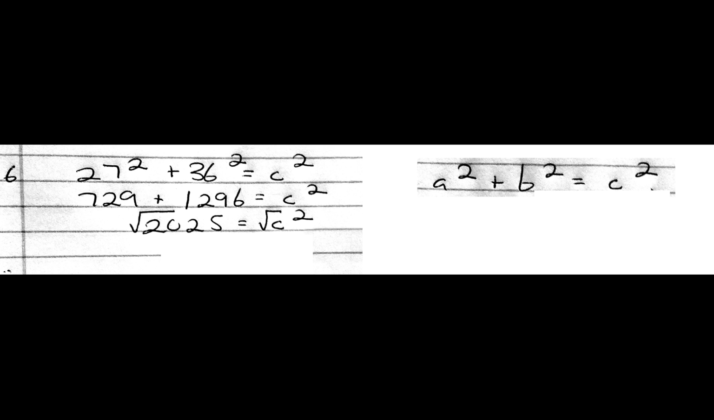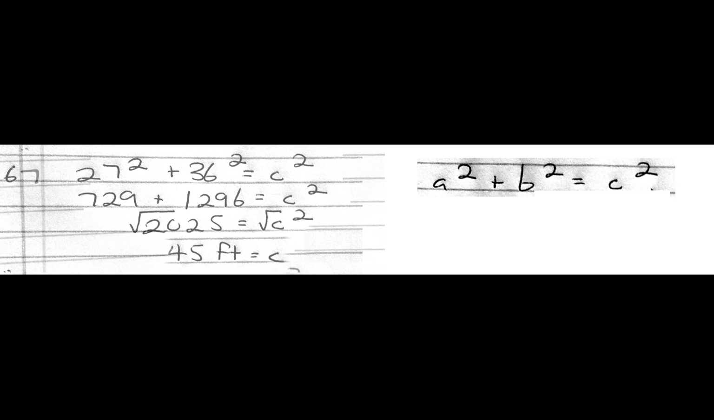Don't forget to do that, because if you don't, you don't actually have the length of the hypotenuse. The length of this hypotenuse is 45 feet. And that's our C. All right, moving on to number 7.